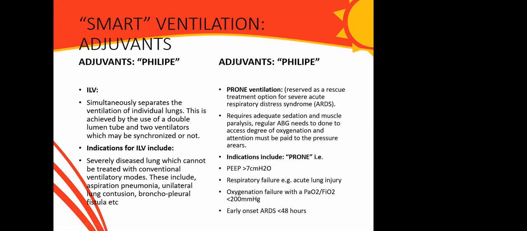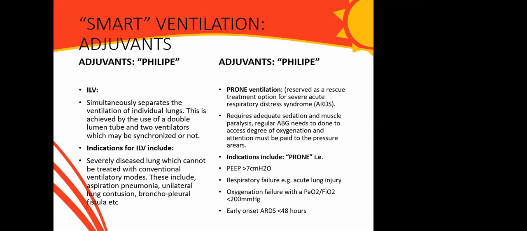So prone ventilation is reserved as a rescue option for severe acute respiratory distress syndrome. Don't forget that it requires adequate sedation and muscle paralysis. You're going to put the patient prone, face down, and you require regular arterial blood gas analysis, all right, to assess your degree of oxygenation.